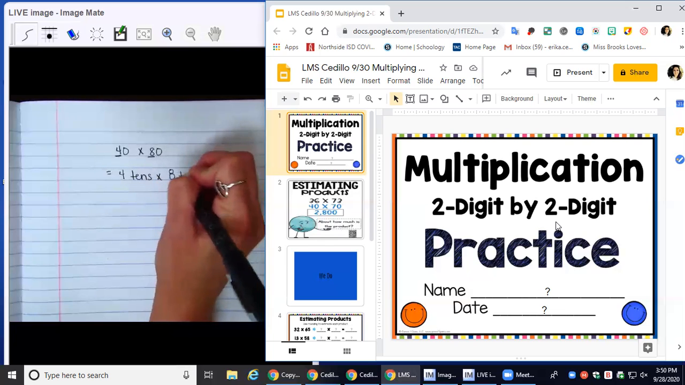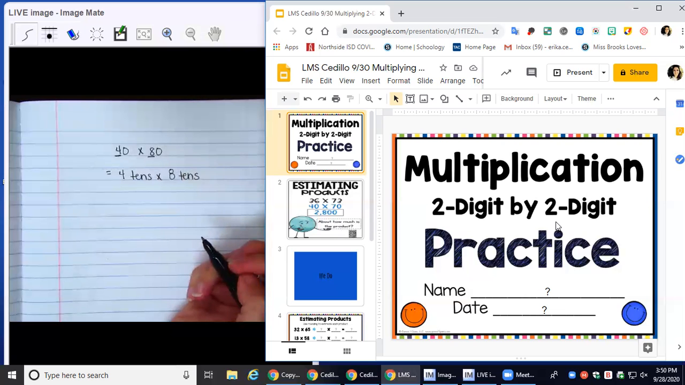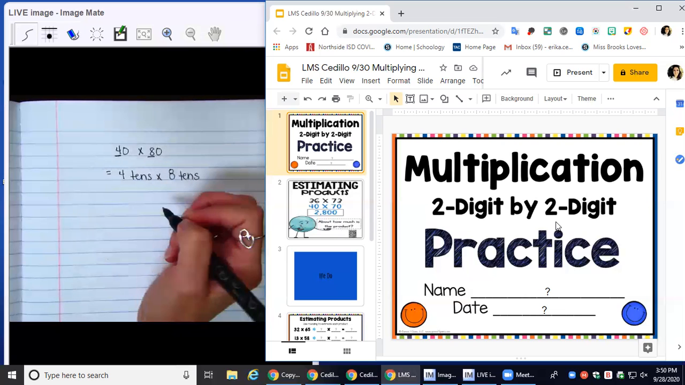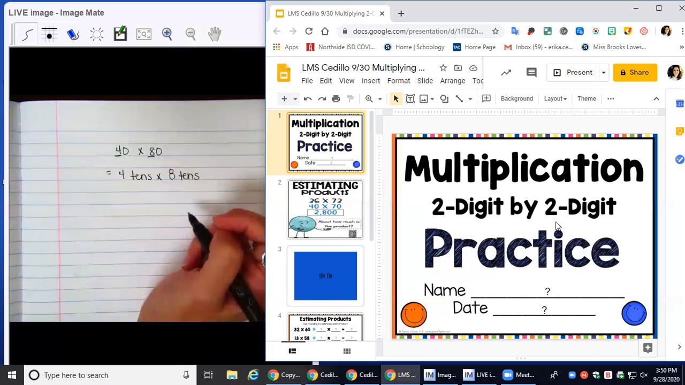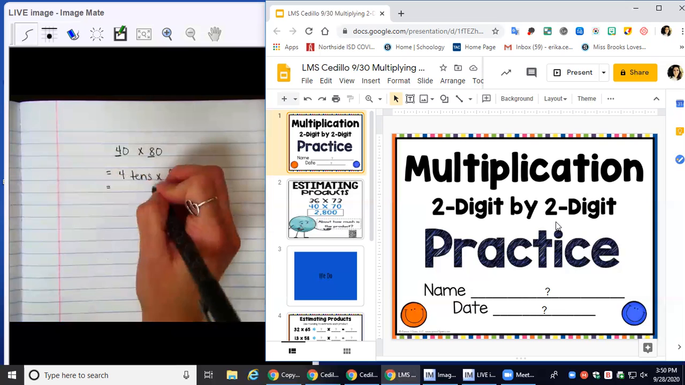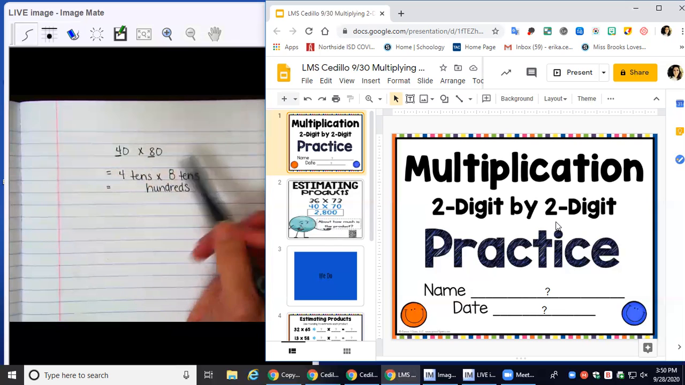times 8 tens. And if I have 4 tens times 8 tens, I know that those are easier digits for me to multiply. So just looking at that 4 times 8, my next step is going to be to find out how many hundreds does that make? How many hundreds do I get from multiplying 4 tens times 8 tens? Well, 4 times 8 gives me 32.